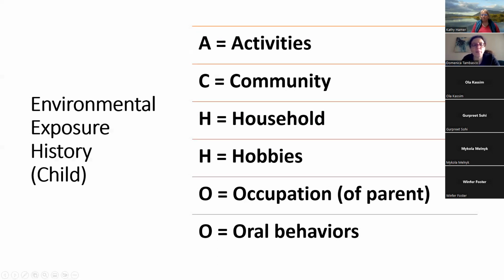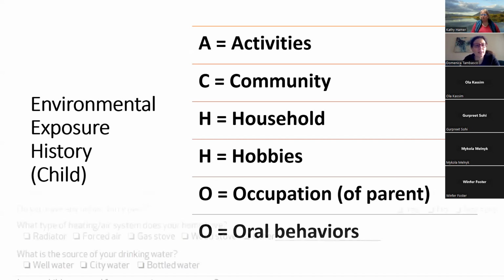So in taking an environmental exposure history for a child, we could use a similar mnemonic to the one that we had earlier, which was the CHOPPED mnemonic. And from the pediatric websites, this is the one that I found, which was CHEW, standing for activities, community, household, hobbies, occupation of parent, and oral behaviors. And there are different questions you can ask in each category. Next slide, please.